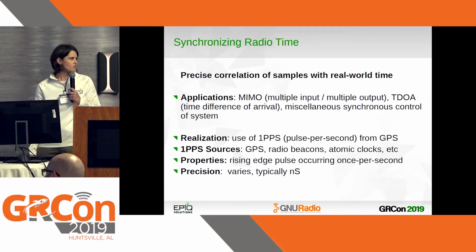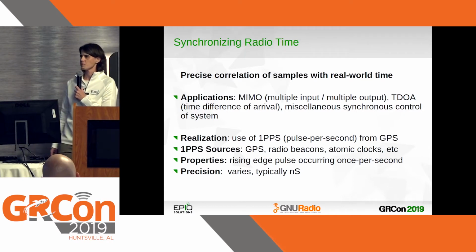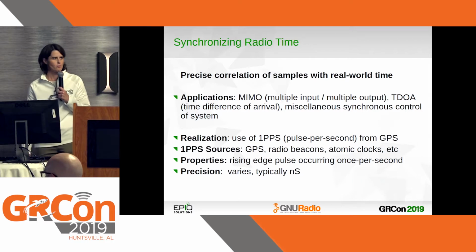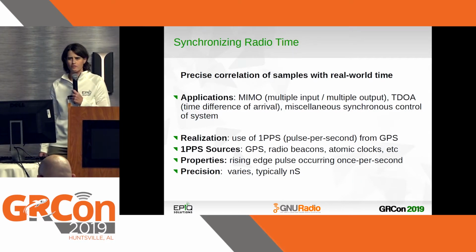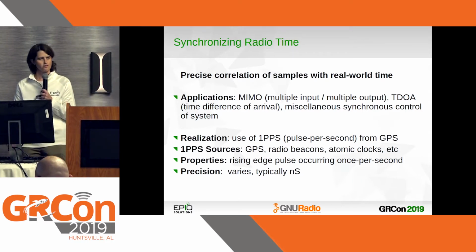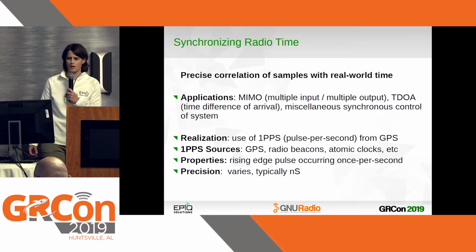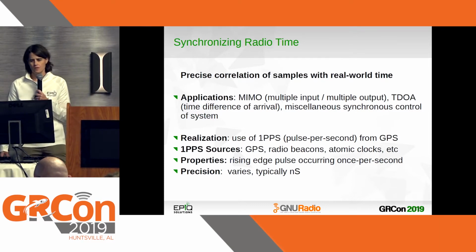One of the most common ways to achieve this synchronization is to use a 1 PPS source, which stands for 1 pulse per second. There are a handful of different things that can generate a 1 PPS, with the most common being a GPS receiver.